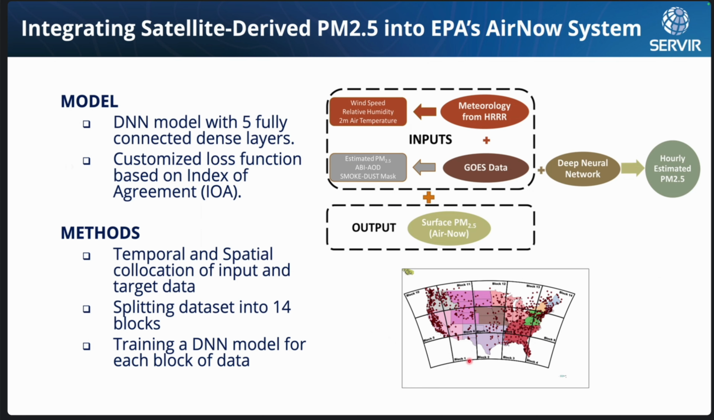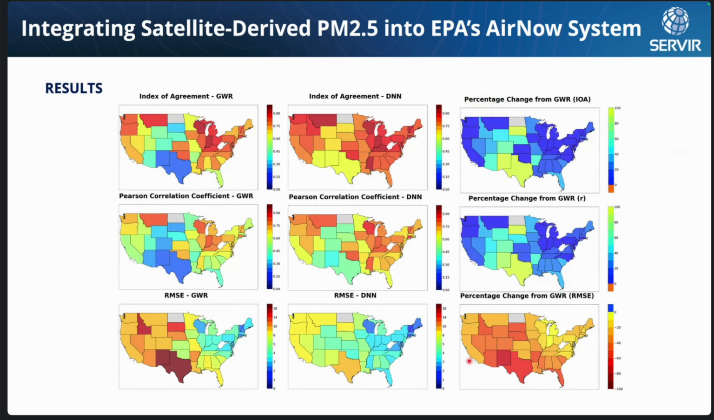For the customized loss function, I have a separate paper I wrote. You can find more detail about the index of agreement based loss function in that paper. Here are some state-wise performance metrics. So the top row is index of agreement, the middle row is Pearson correlation, and the bottom row is root mean square error. And the columns are different. The first column is GWR algorithm estimated PM2.5. The middle column is DNN estimated PM2.5, and the last column is the percentage change from the base GWR model.